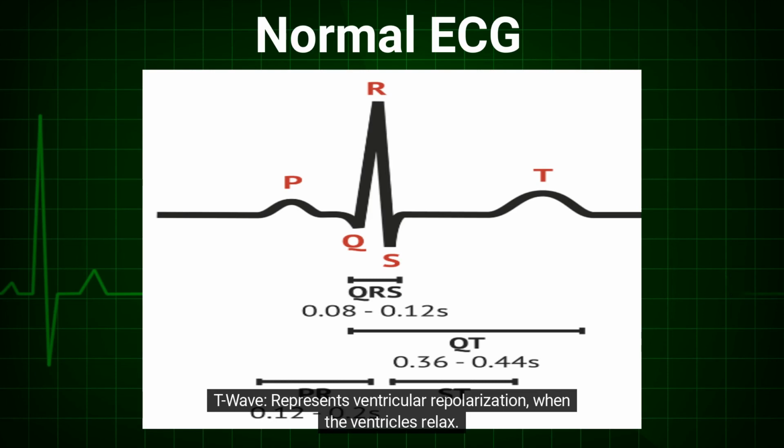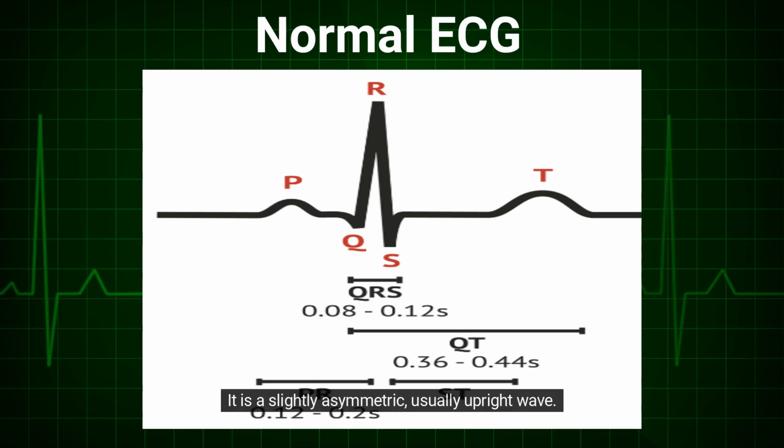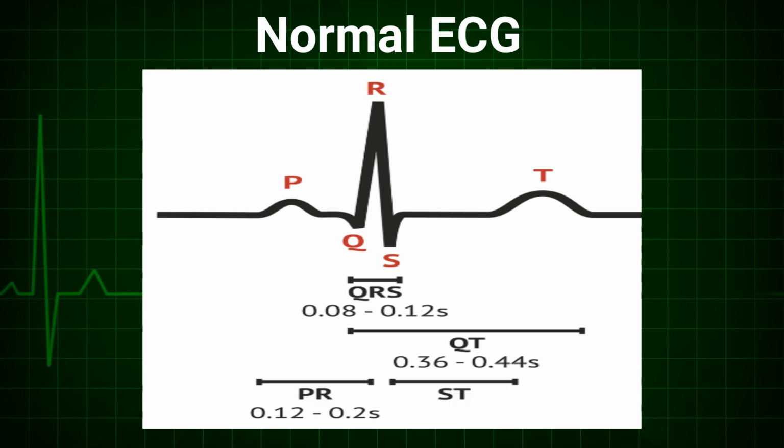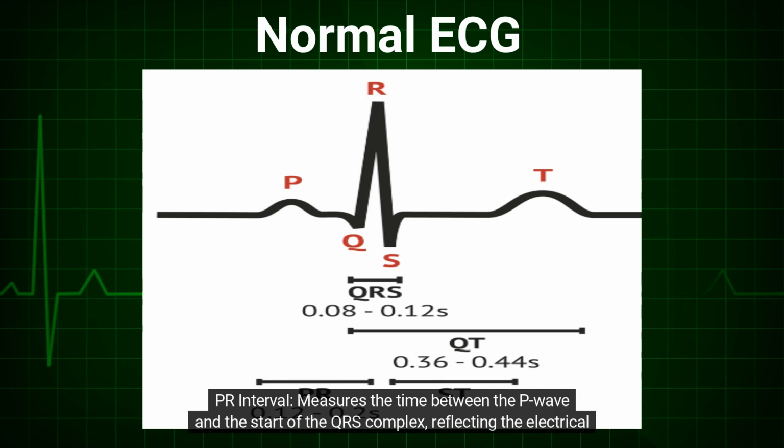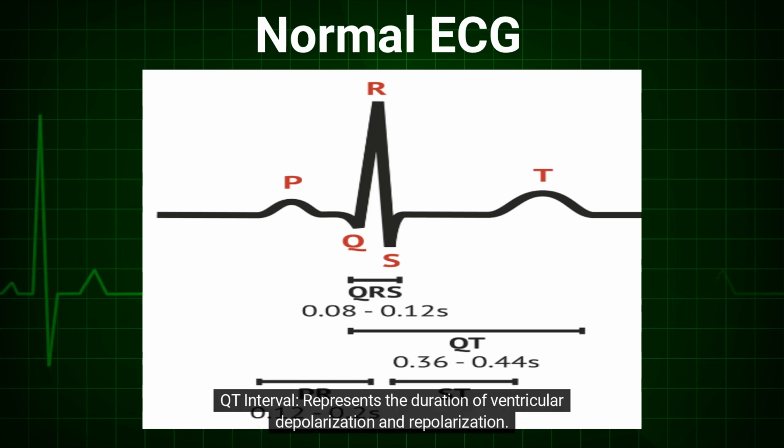The T wave represents ventricular repolarization, when the ventricles relax. It is a slightly asymmetric, usually upright wave. The PR interval measures the time between the P wave and the start of the QRS complex, reflecting the electrical conduction from atria to ventricles. The QT interval represents the duration of ventricular depolarization and repolarization.